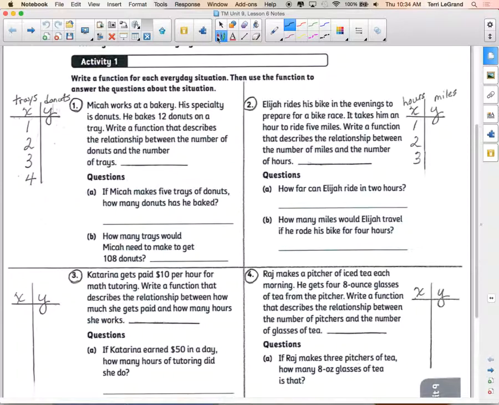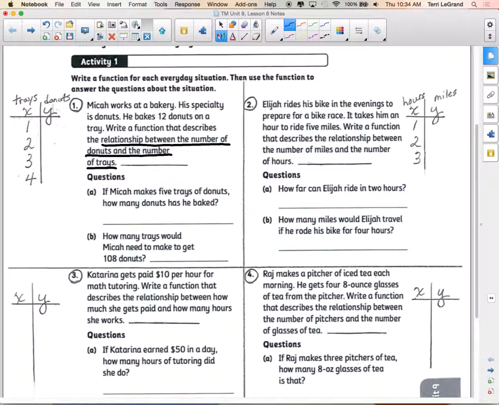Okay? So first of all, I would like us to underline that. The relationship is between the number of donuts and the number of trays. Those are our two things that are going to be changeable. One of them is going to represent our x, the other one's going to represent our y. So what are the two things in our relationship, first of all, so we have that underlined.